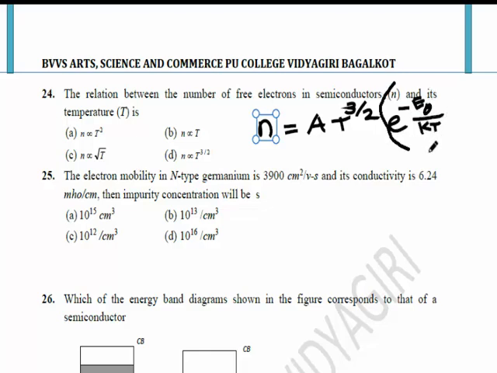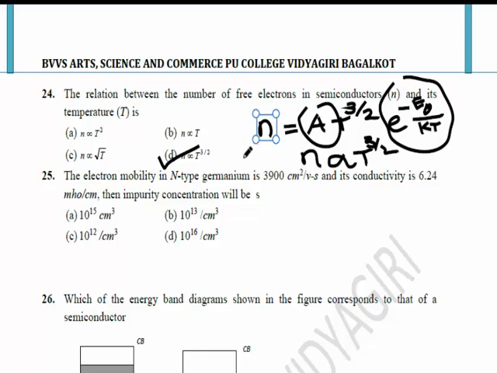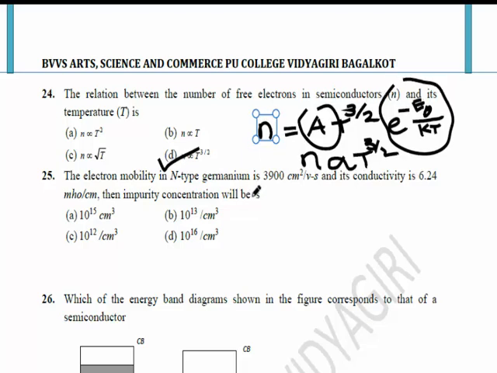See here, all this is constant, this also constant. So it indicates n is proportional to T raised to 3 by 2. So with temperature, the number of free electrons is directly proportional to T raised to 3 by 2. So which is the correct option? D. D is the correct option. Okay, next move to next question.